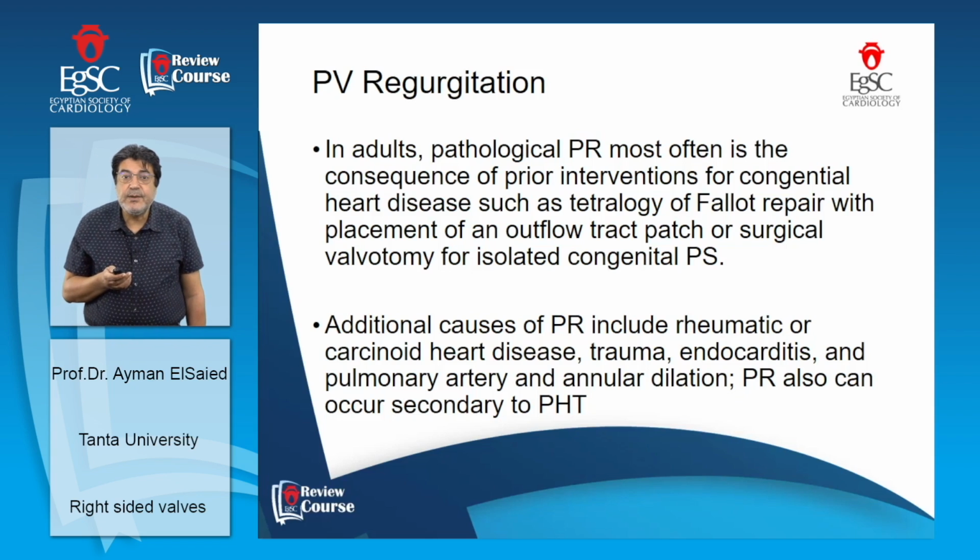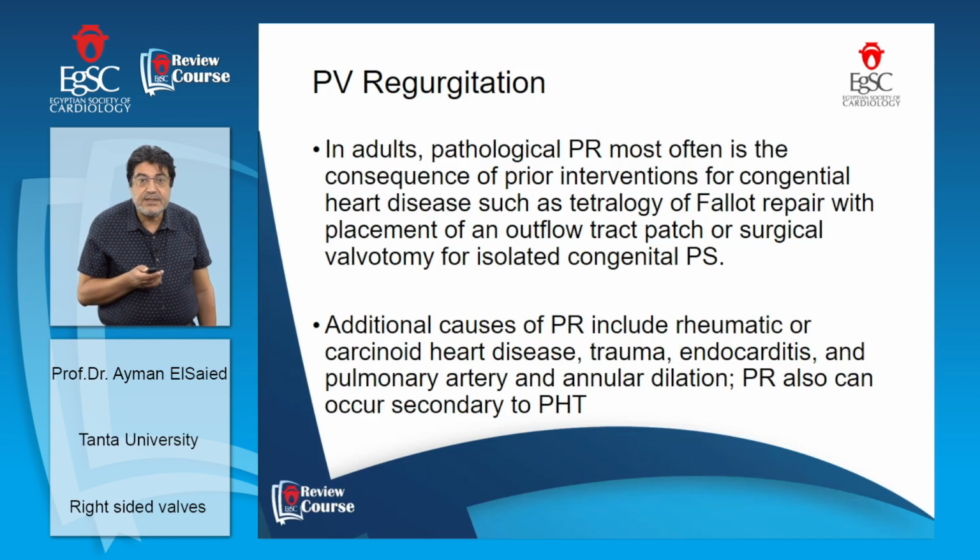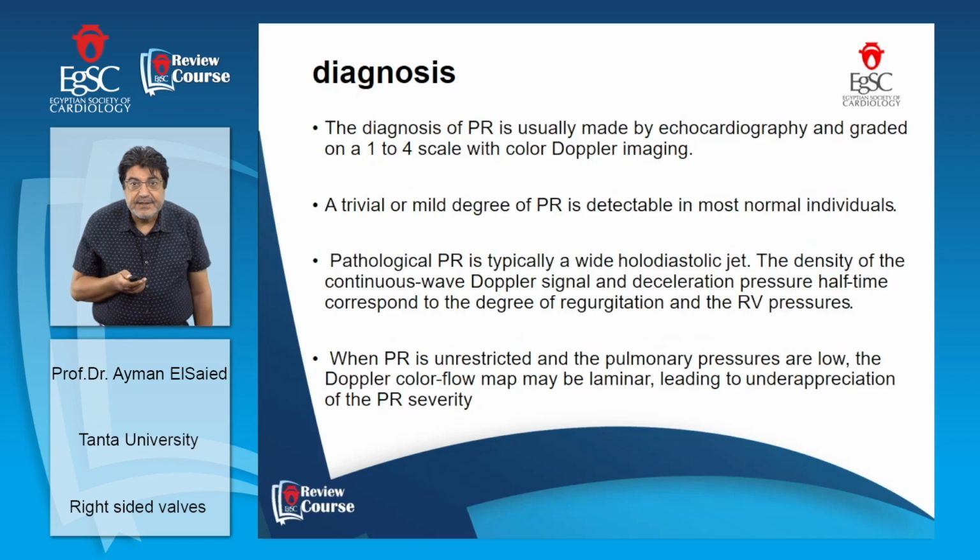Additional causes of pulmonary incompetence include rheumatic heart disease, carcinoid disease, trauma, endocarditis, and pulmonary artery and annular dilatation. Pulmonary incompetence can occur secondary to pulmonary hypertension. The diagnosis is well visualized by echocardiography, as the right side is an anterior structure, so transthoracic echocardiography is enough to evaluate.